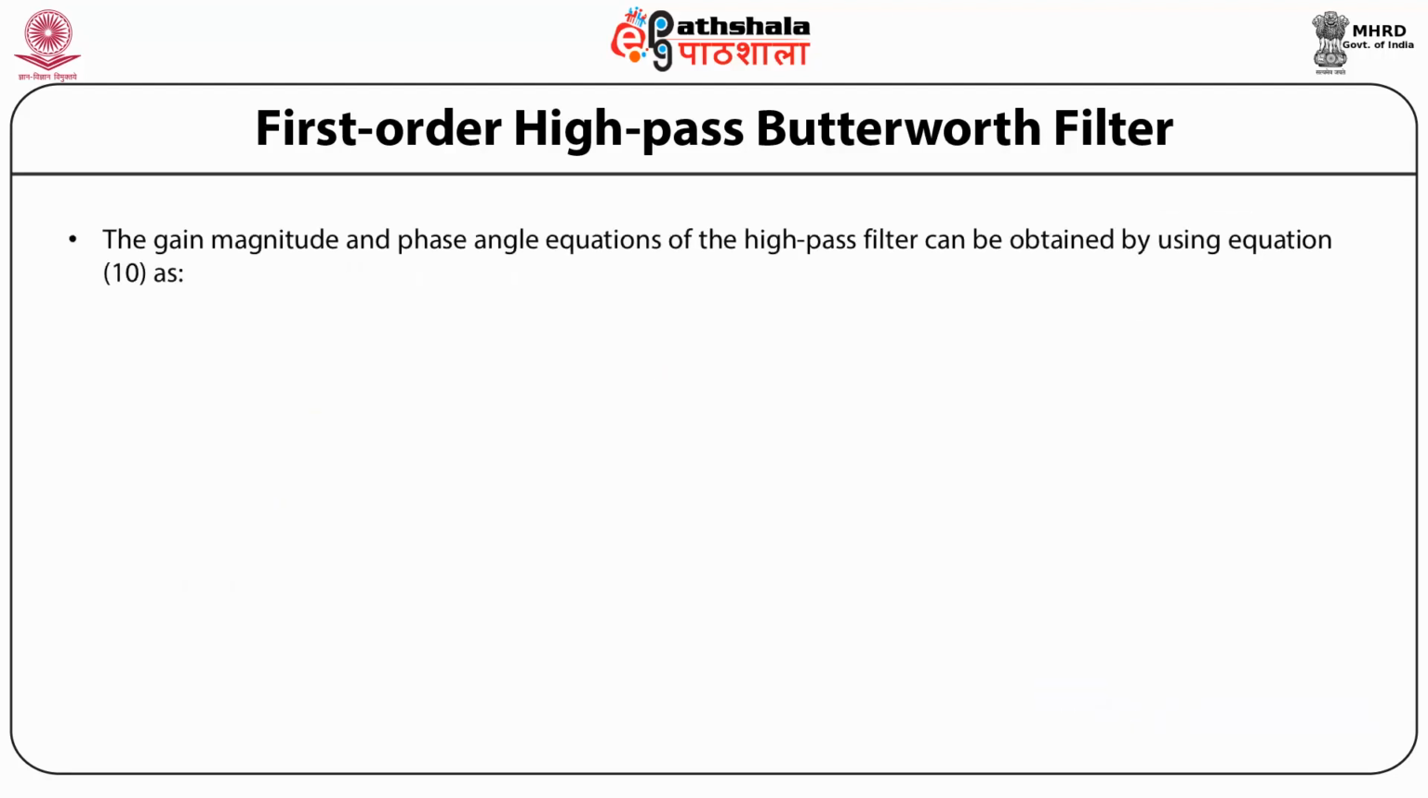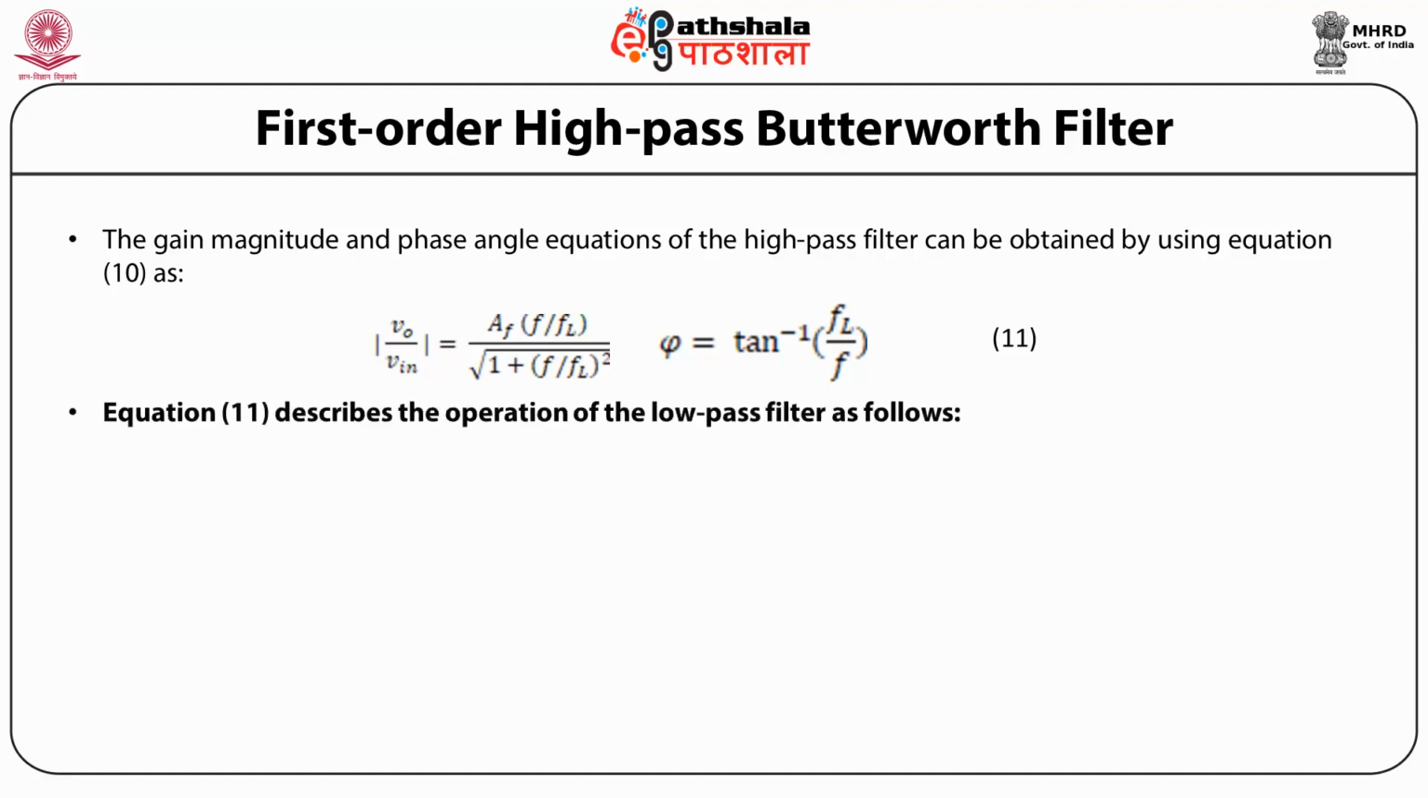The gain magnitude and phase angle equations of the high pass filter can be obtained by using equation 10, which is the ratio of V0 by Vn, as modulus V0 by Vn is equal to AF into f by fL divided by square root of 1 plus (f by fL) whole square. Phi is equal to tan inverse fL divided by f. The above equation describes the operation of the high pass filter as follows.